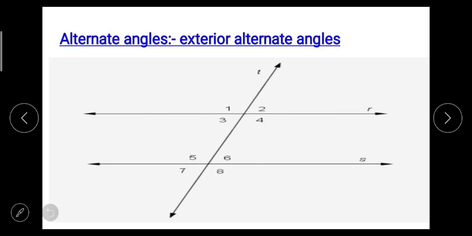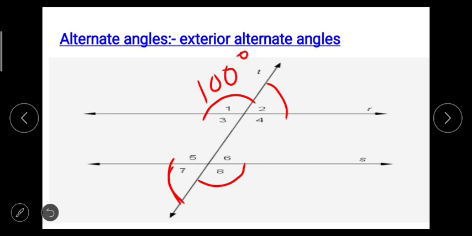Exterior alternate angles are also congruent. So here the exterior alternate angles are 1 and 8, and 2 and 7. These angles are also congruent. This means that if angle 1's measure is 100 degrees, then angle 8's measure will also be 100 degrees, because this is a pair of exterior alternate angles.